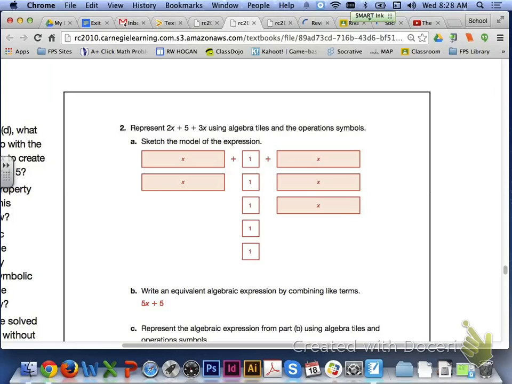Here's what your sketch should look like for letter A. You should have 2 yellows plus 5 greens plus 3 more yellows, and when you combine the like terms for letter B, your algebraic expression should be 5x plus 5.